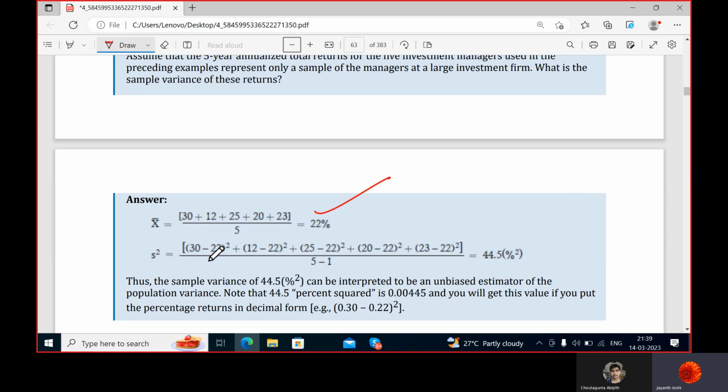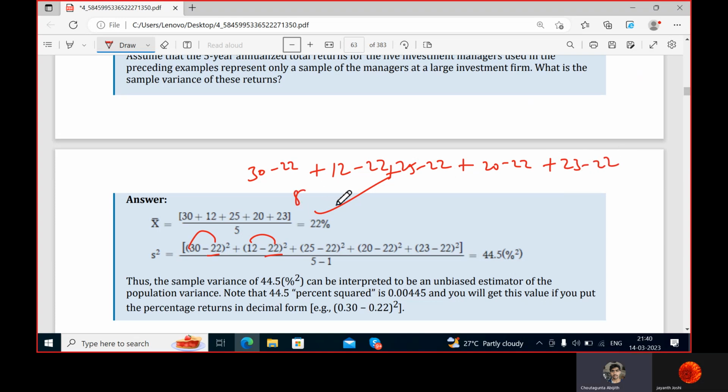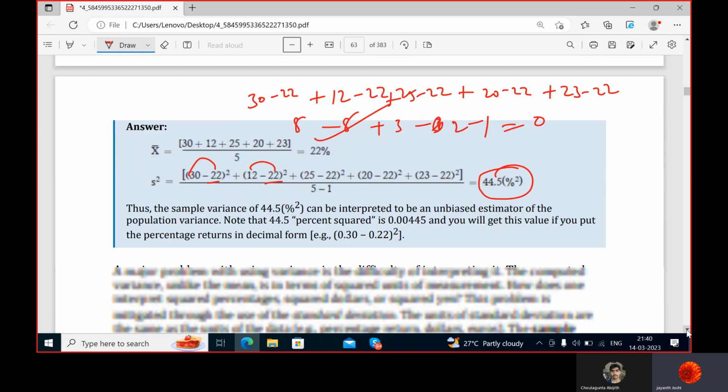They have found the mean, and they have taken the deviations of the observations from the mean. If you had not squared, that means you would have taken 30 minus 22, 12 minus 22. What would you have got? Looks like a 0. Correct. So that's the reason why we squared it, and we got the variance here, and we found the square root of that, and we got the standard deviation.